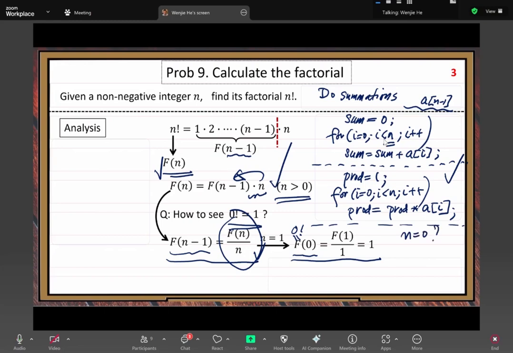N equals 0 means you have no data, right? Your array is empty. Can we understand that? When you have an empty array, you do no product, so you get out of the for loop immediately, because you have nothing.